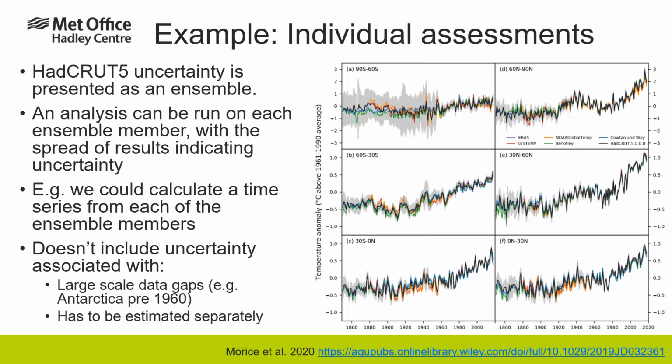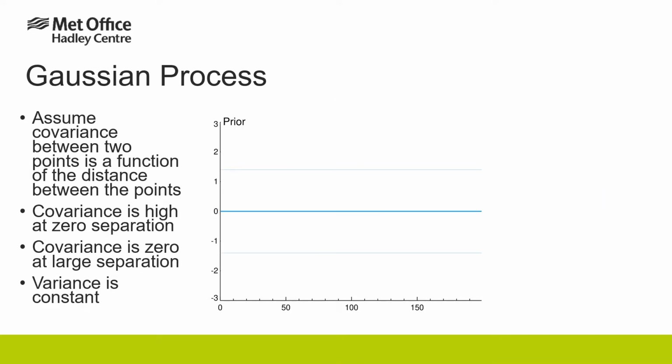Now, as I said, these individual uncertainty assessments aren't complete. In this case, an uncertainty associated with large-scale data gaps isn't included in the ensemble. So the clearest example here is Antarctica before the 1960s. There are no systematic measurements over the continent, so we can't get a reconstruction there, and that uncertainty is estimated separately for time series and for global averages. Now, I'm going to focus on one particular aspect of the uncertainty calculation, and that's the uncertainty in the infilling.